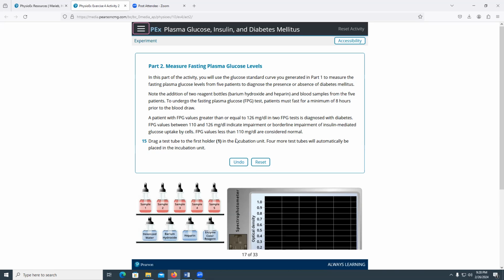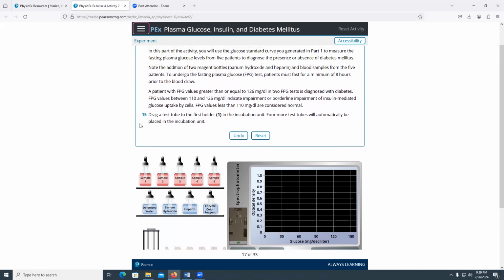So we need to know these values. Fasting plasma glucose values less than 110 milligrams per deciliter is a normal range. From 110 to 126, that's pre-diabetes. And from 126 and above, if you have two measurements of fasting plasma glucose of 126 milligrams per deciliter, that is an immediate diagnosis of diabetes.